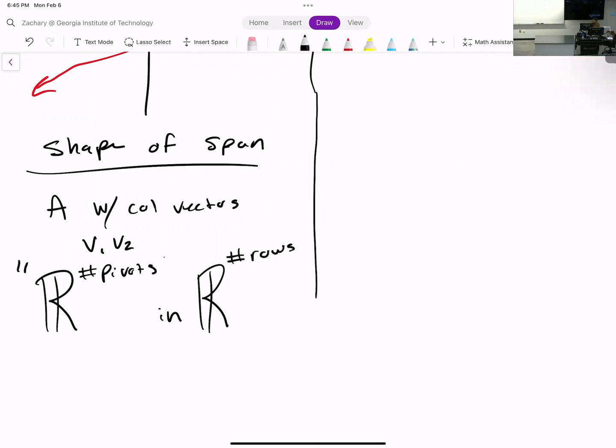And I have to put these little quotations around the first part, because I don't mean like R2 and R3, okay? I mean a two-dimensional thing in R3. So what that equates to is a plane in R3, if we had 2 pivots and 3 rows.